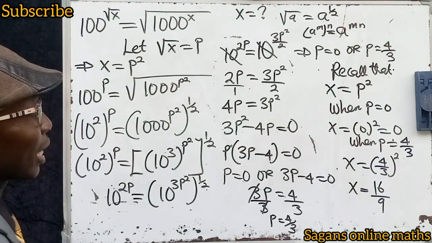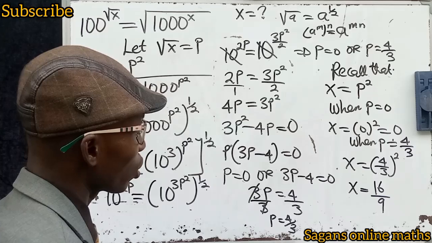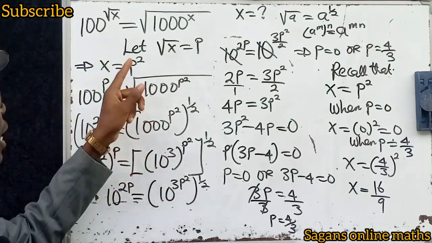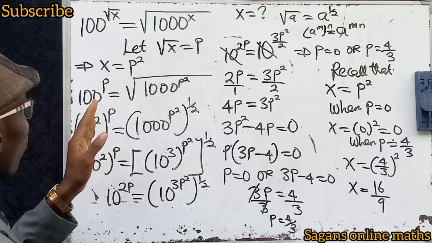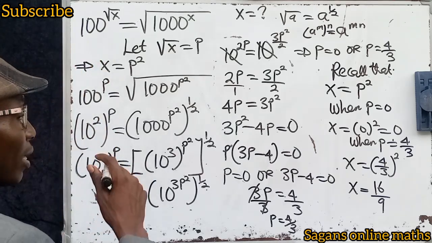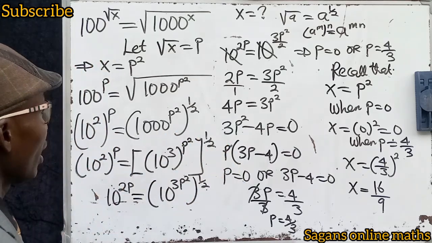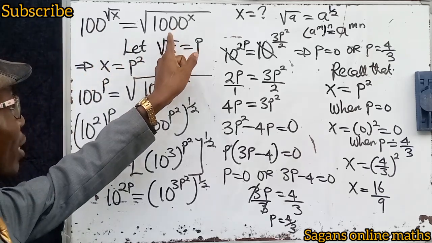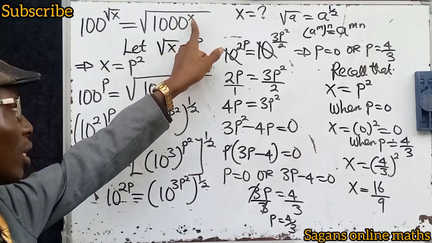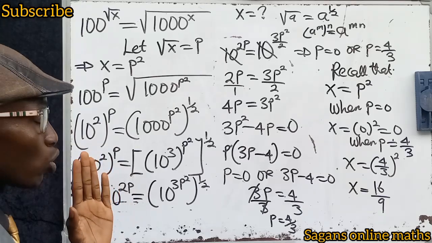I know some people say, sir, will 0 satisfy this equation? Let's see. If here is 0, the square root of 0 is 0. 10 raised to the power of 0 is 1. So what is our right answer must be equal to what is our left answer. If they are not the same, we are wrong. And if our left answer is 1, that means 1000 to the power of 0 is 1, and the square root of 1 is 1.